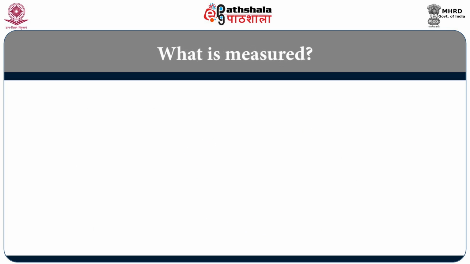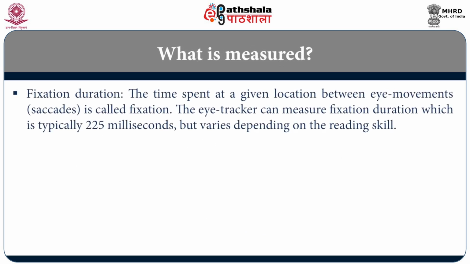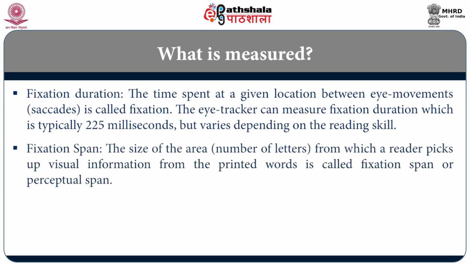Now, what is measured in eye tracking? One measure is fixation duration. That is the time one spends at a given location. And then the eyes move. Eye movements are called saccades. So the eye tracker can measure fixation duration, which is typically about 225 milliseconds. But it depends upon how good a reader you are, whether you are a beginning reader or an advanced reader. Fixation span refers to the size of the area, that is the number of letters you pick up at once.